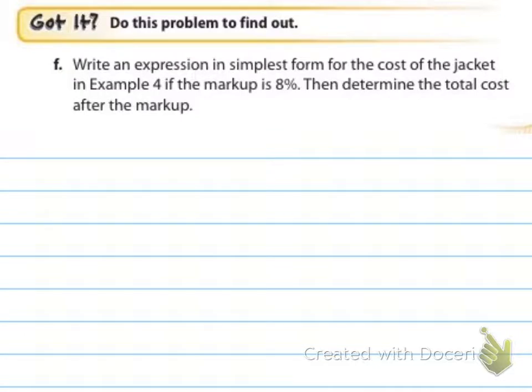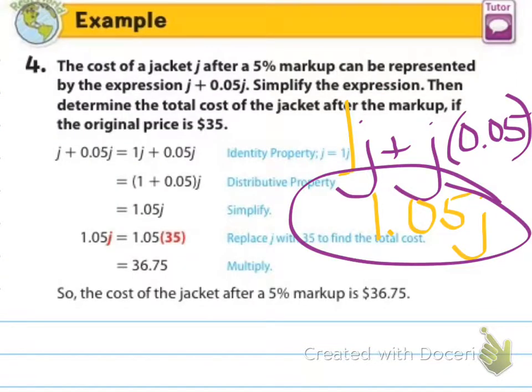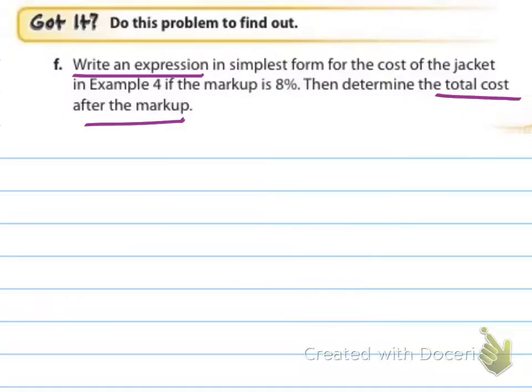All right, you're doing F on your own where it says write an expression in simplest form for the cost of the jacket. So you're going to use the jacket from example 4, but now the markup is 8% instead of 5. So you need to figure out what the expression is, and then you need to figure out what the total cost is after markup. So that's what they had done here. They had figured out what the expression was, and then they figured out what the cost was. So you can use the same process that you used for example 4 to solve for F.